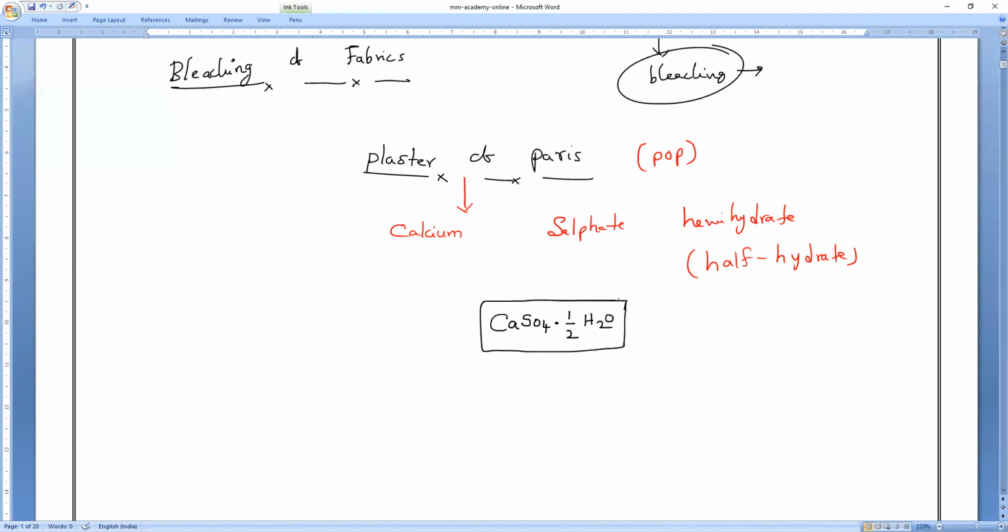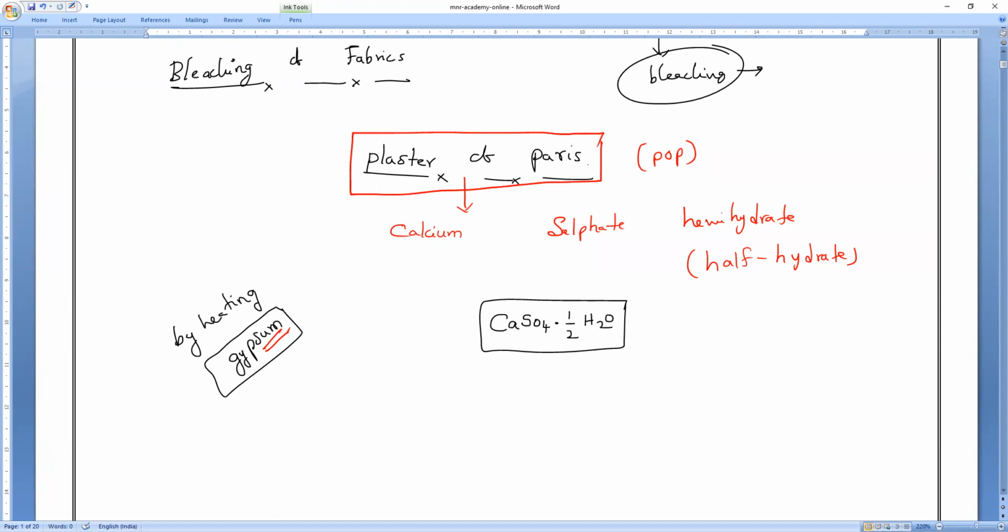Now, the name plaster of Paris came from the fact that it was first found in Paris. First time they obtained plaster of Paris by heating gypsum. So what is the raw material for production of plaster of Paris? Gypsum. Gypsum is mainly found in Paris. That is why it is called plaster of Paris.